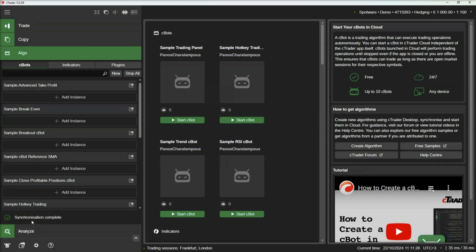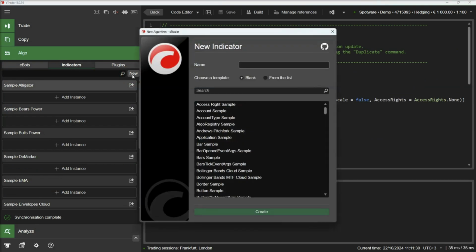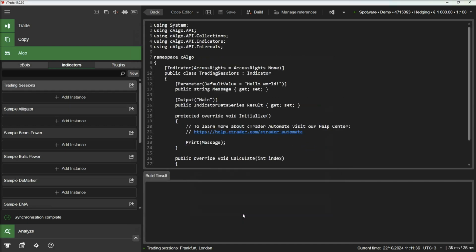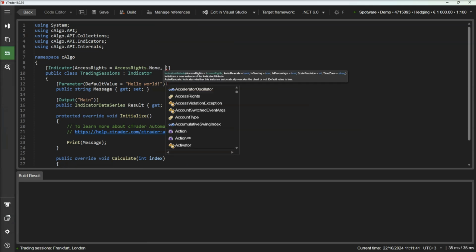Let's switch to cTrader Algo and create an indicator that will draw trading sessions on the chart. We will name it Trading Sessions. We will start by making this indicator an overlay indicator.